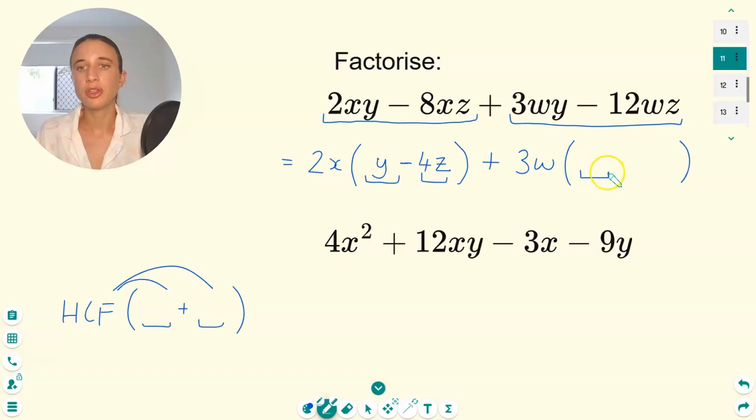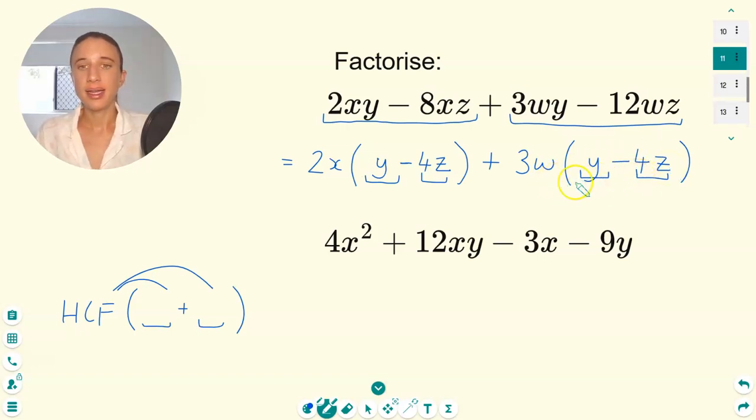Then 3w times what gives me 3wy? Well, just need a y in there, right? You can see that expands to 3wy. And then looking at our next bit, 3w times what will give me negative 12wz? 3 times what will give me 12? 3 times 4, but we need that negative in there. So make it that. And we need the z, right? To make it wz. Okay.